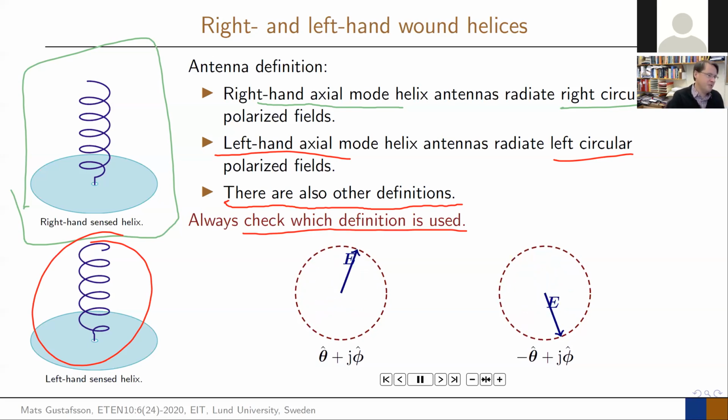Typically in physics, they have a definition that is different from this. So there you also talk about right and left circular polarized light, for example. Light is an electromagnetic wave, and in many cases, it goes in the other direction. So we have to really look into what the definition is.